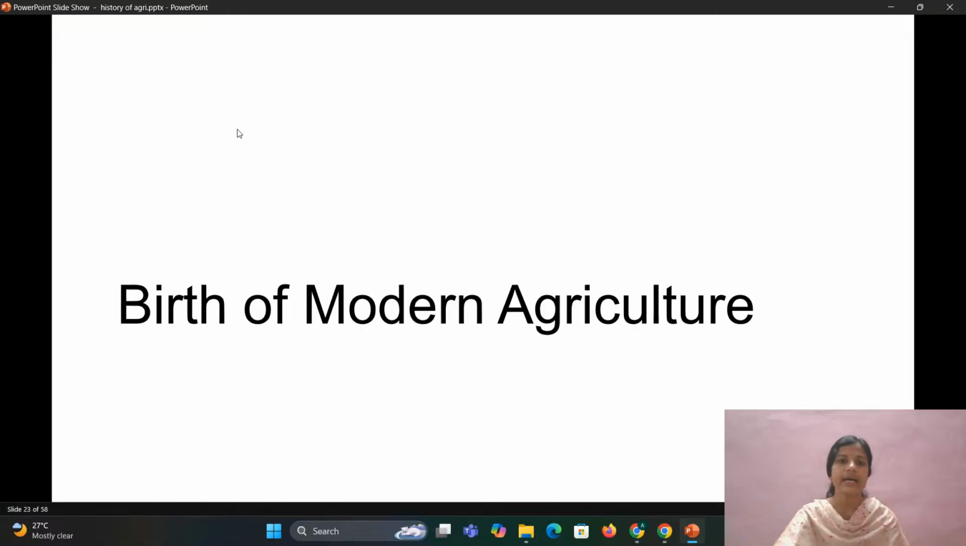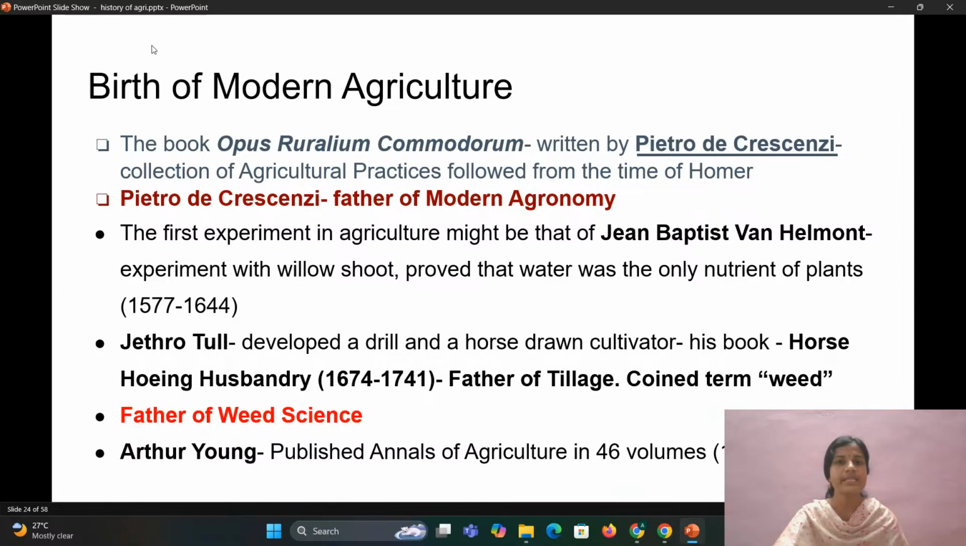Then some aspects regarding the birth of modern agriculture. So some major points regarding Pietro de Crescenzi. Pietro de Crescenzi is regarded as the father of modern agronomy. He has written a book, Opus Ruralium Commodorum. This book contains a collection of agricultural practices that were followed from the time of Homer. And Pietro de Crescenzi is regarded as the father of modern agronomy.